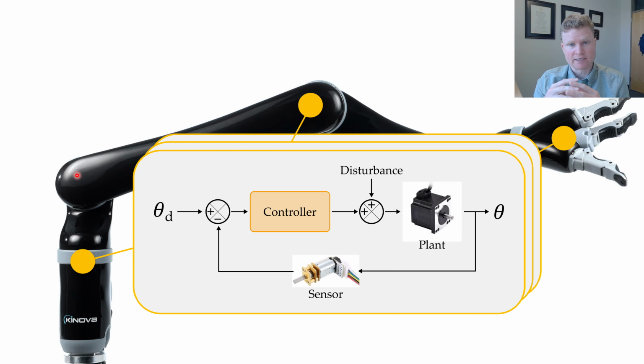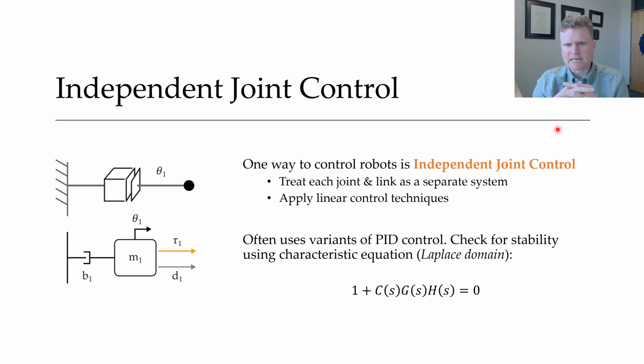The first approach we discussed is something called independent joint control. And what we did is we took this entire robot arm and we separated it out into different joints and links. And then we developed one controller per link. So I'd have one controller for the first joint, another controller for the second joint, and so on. So this takes my overall multi-body system and breaks it down into a variety of different single input, single output controllers. So again, independent joint control, it's a very common way to control robot arms, and it separates the overall robot into a variety of different joints and links. And then when you do that, you can apply linear control techniques.